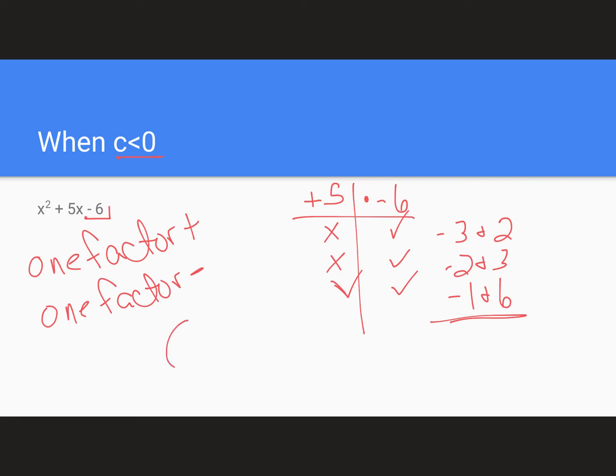So now, again, I'm just writing x minus 1 and x plus 6. Not too bad. That's all we're doing, is finding the numbers. You can just sit there and make a list like I did.